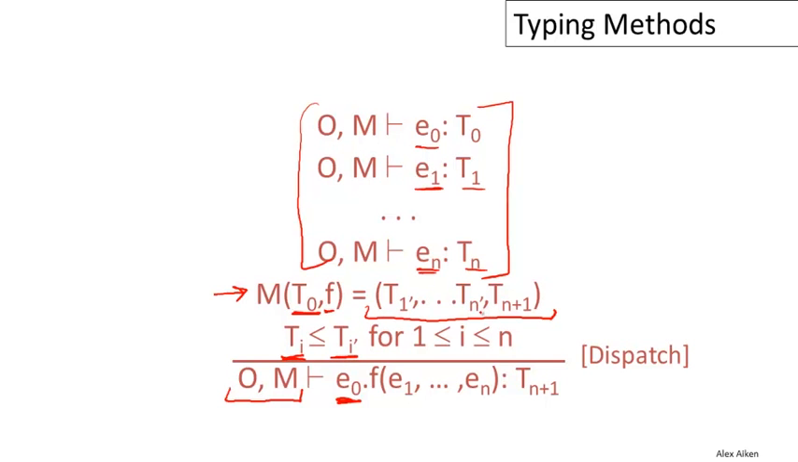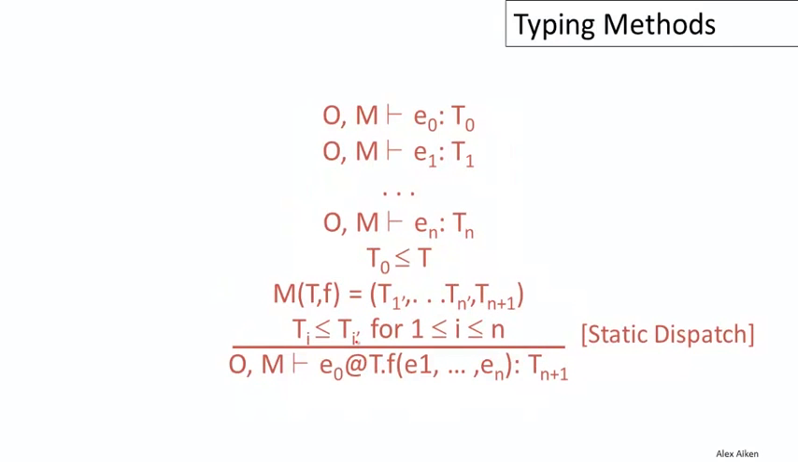So here, the signature of f says that, for example, the first argument of f has type T1 prime, and so we're going to require that the type of E1 be some type T1 such that T1 is a subtype of T1 prime, and similarly for all the other arguments of the method call. And if f has a signature like this and all these subtype requirements on the actual arguments and the formal arguments match, then we're going to say that the entire dispatch expression returns something of type Tn+1, the return type of the method.